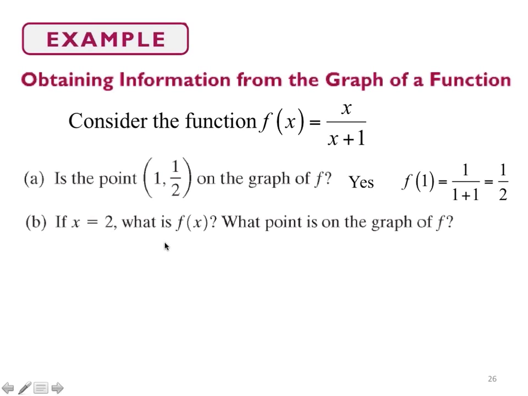Then it says, if x equals 2, what is f of x? So what we would need to do is plug 2 in for x. So we get 2 over 3. So the point on the graph is going to be 2, 2/3.